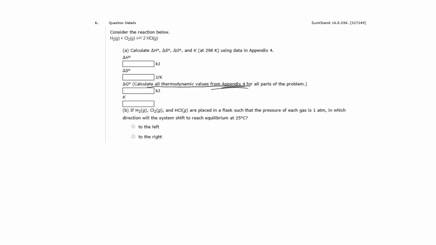In other words, if you get two of those quantities, you could always find the third using the Gibbs equation, but they're saying no, use Appendix 4 for all of these in the summation equation. So we'll do that. We'll obey.